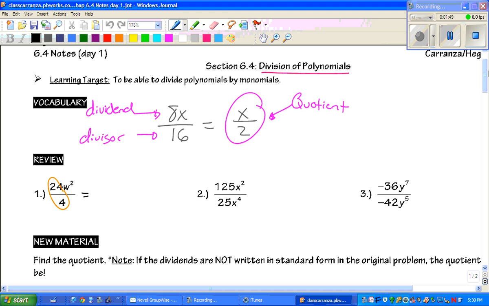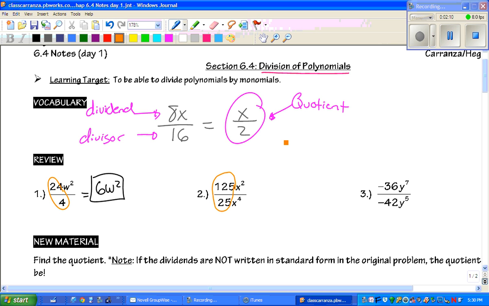Okay, so we were dividing that out. 24 divided by 4 is 6, and then that w squared stays up on the top. Okay, the next one.